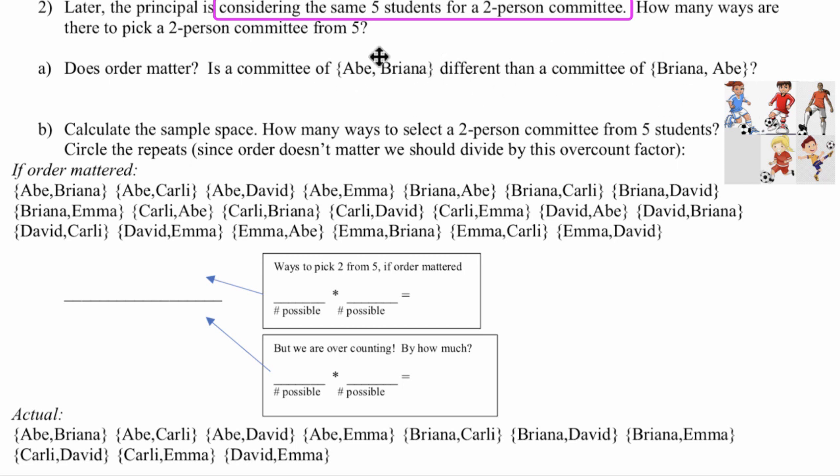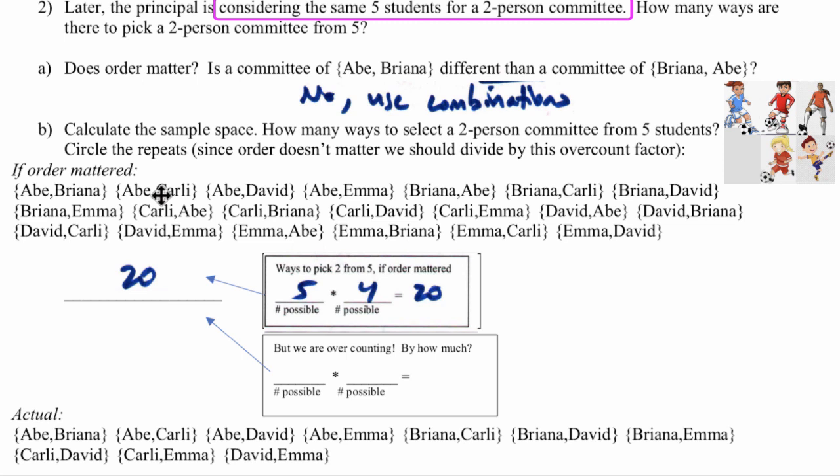So I don't actually want to use permutations. They shouldn't be counted separately; they should be counted as one thing. To see where we get our formula for combinations, first, let's pretend it actually does matter. Let's pretend it is permutations. To remind ourselves, combinations is when order doesn't matter. AB is the same as BA. If order did matter, the answer was 20. There were 20 different possibilities, 5 times 4.